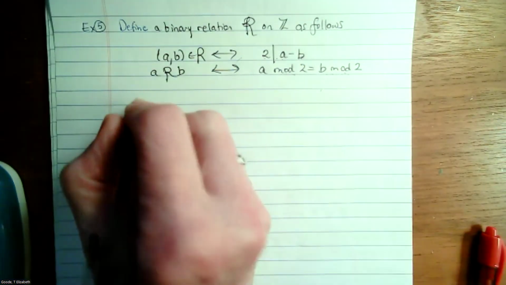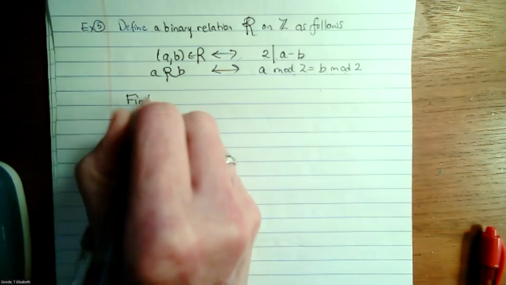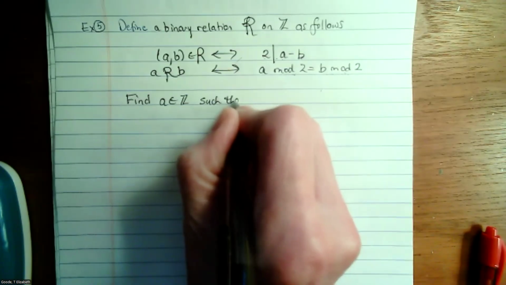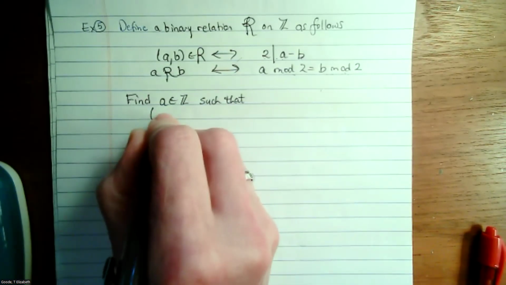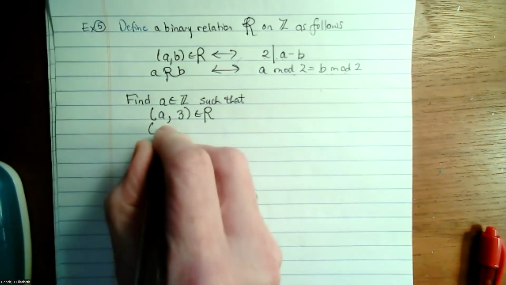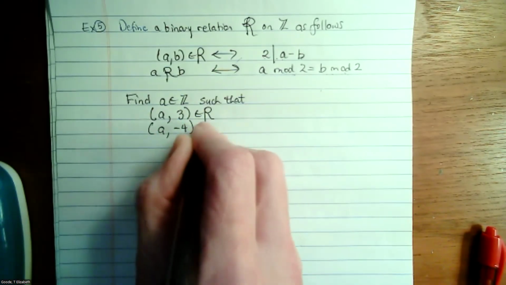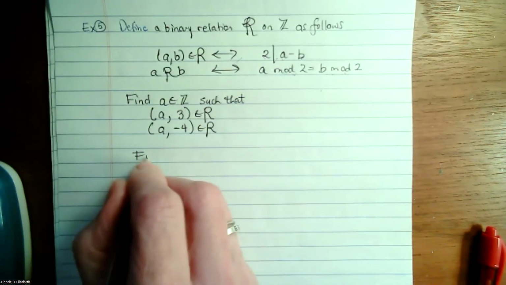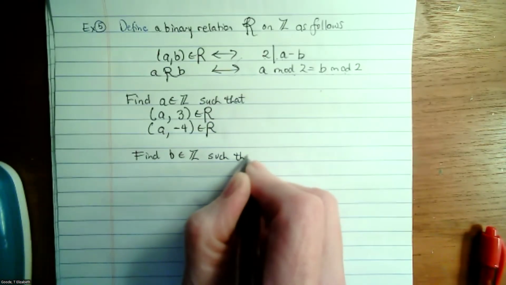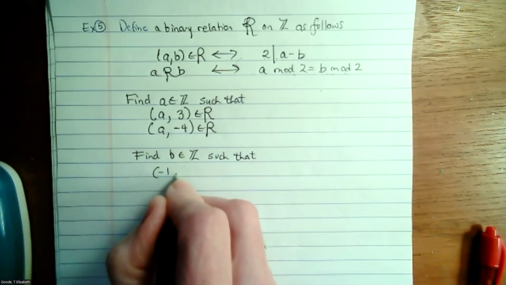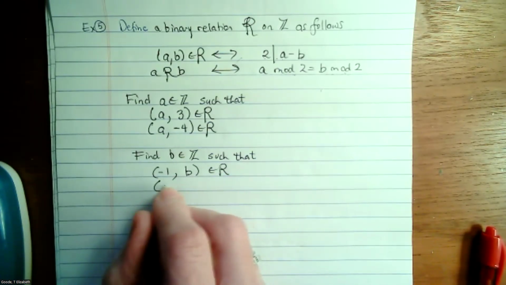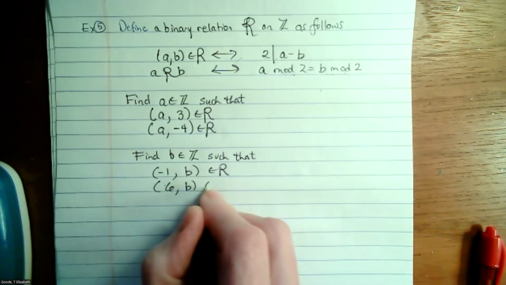But you could do things like find an A in Z such that (A, 3) is in R, or (A, -4) is in R, or find a B in Z such that (-1, B) is in R, or (6, B) is in R.